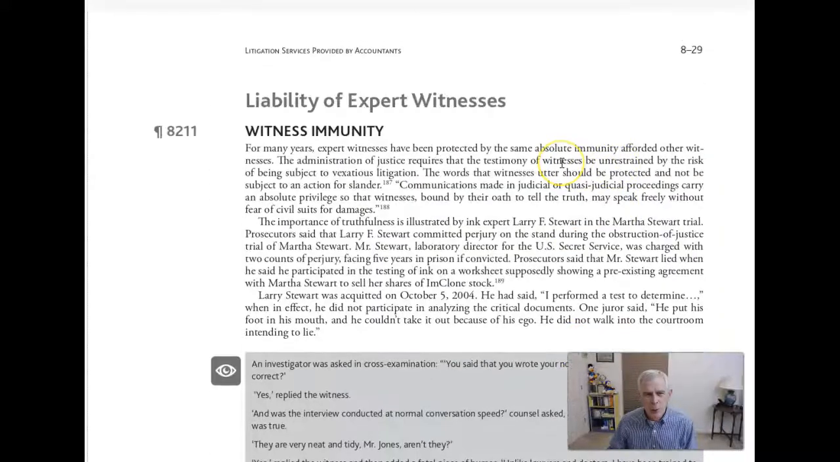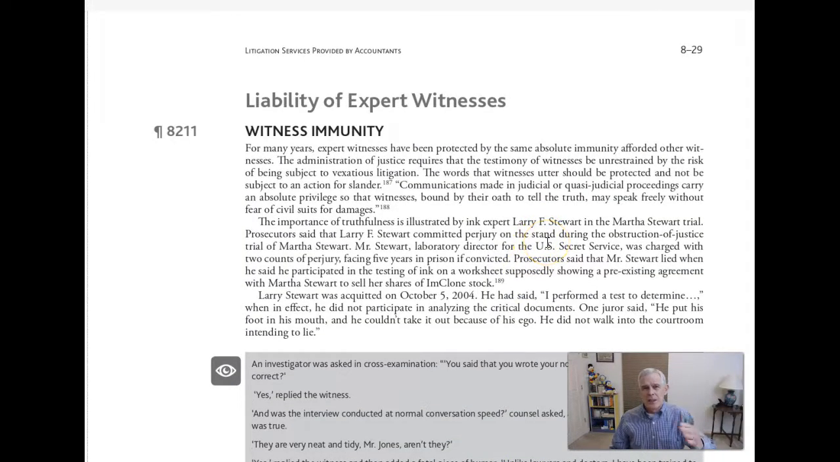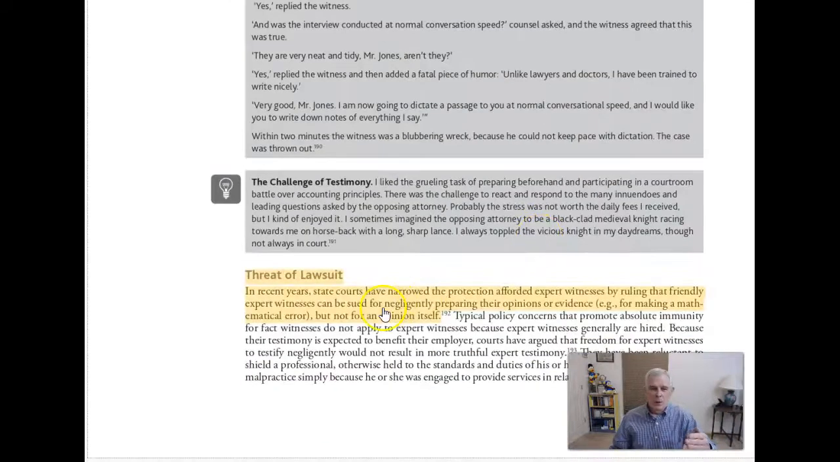Now, one thing you need to be aware of is, as an expert witness, if somehow the attorney you're working for, and the attorney's client, the plaintiff or defendant, feels like you did not do an adequate job, did not follow standards or whatever, they might come back and sue you. I mean, the attorney you're working for might later on come back and sue you. That's what this is talking about. In the past, there was expert witness immunity, but not so much anymore. In recent years, state courts have narrowed the protection afforded expert witnesses by ruling that friendly expert witnesses can be sued for negligently preparing their opinions or evidence.